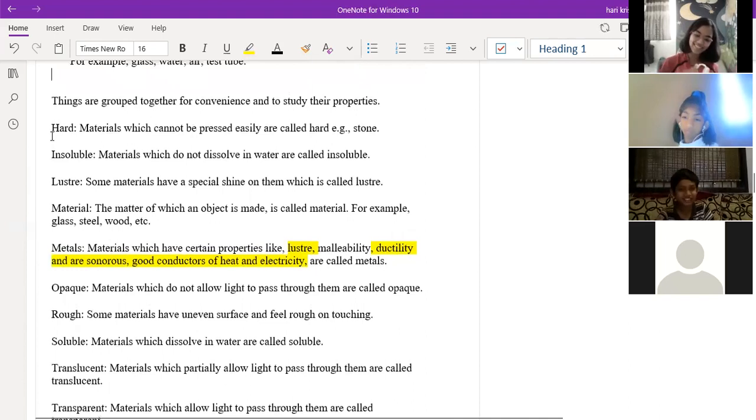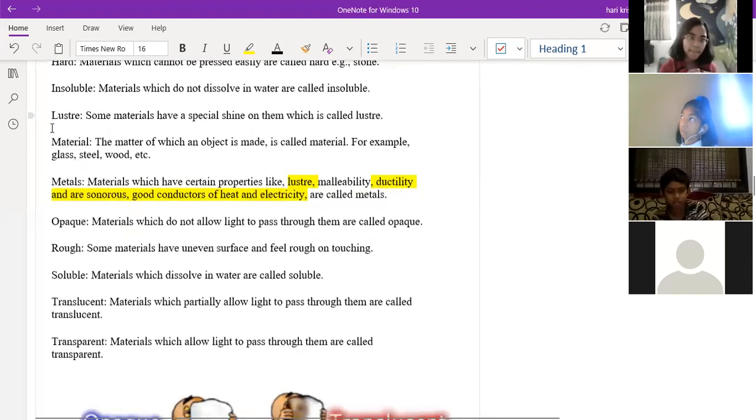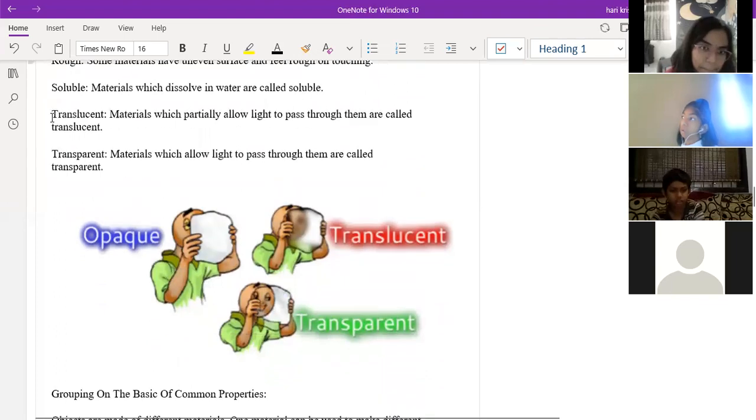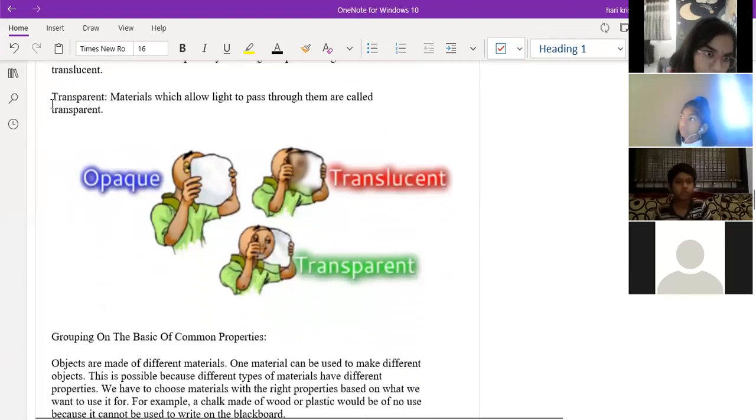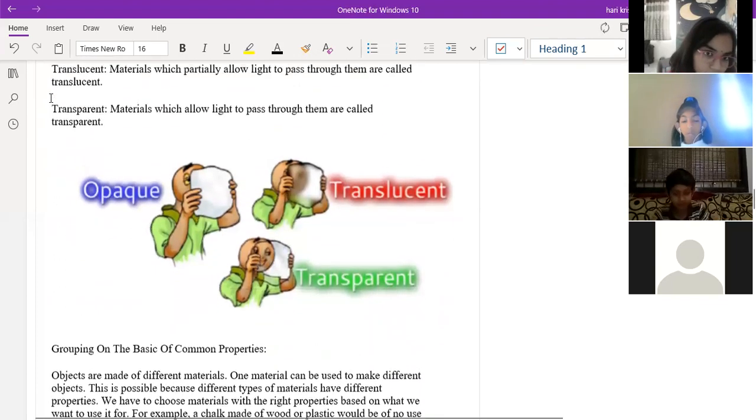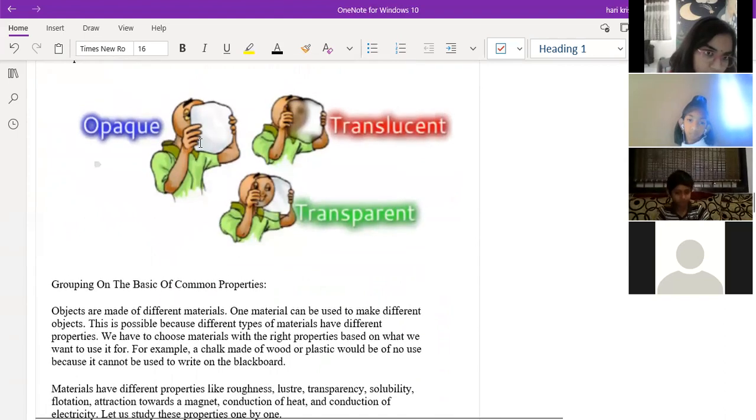Okay, good. So next one is what? Based upon the... I think we have done this already, right? Hard and soft, soluble, insoluble, rough metals, transparent, translucent.